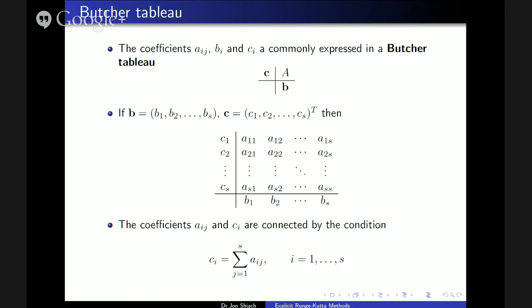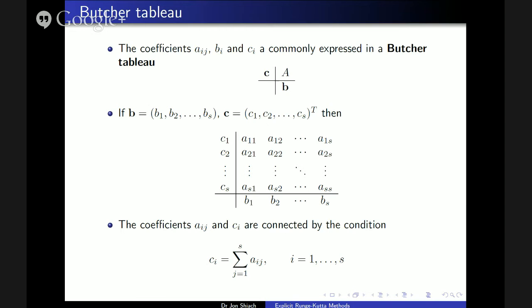It's named after John Butcher. He's sort of like the daddy of Runge-Kutta methods. He thought of this way of representing them, and everyone just uses it essentially. One thing which makes the tableau useful is that there is a condition that links the A and the C values, and that condition is the row sum. If I sum the second row of the A's, that should give me c2. All the values on the second row of A would sum to c2. We need that in a minute when we derive our Runge-Kutta methods.